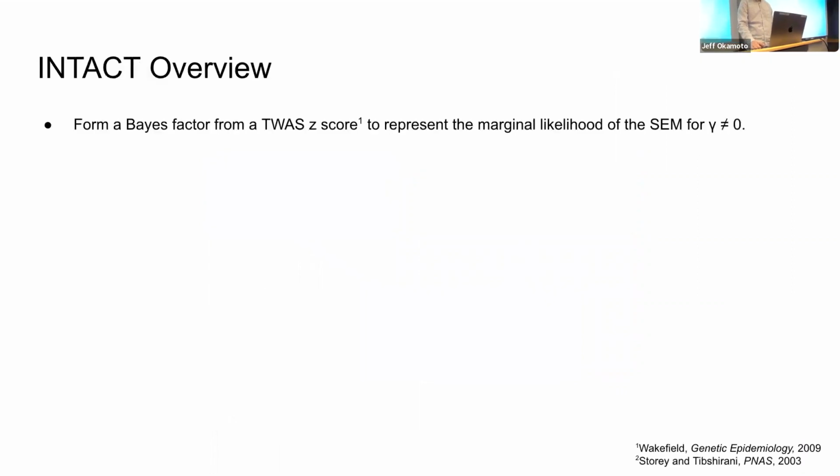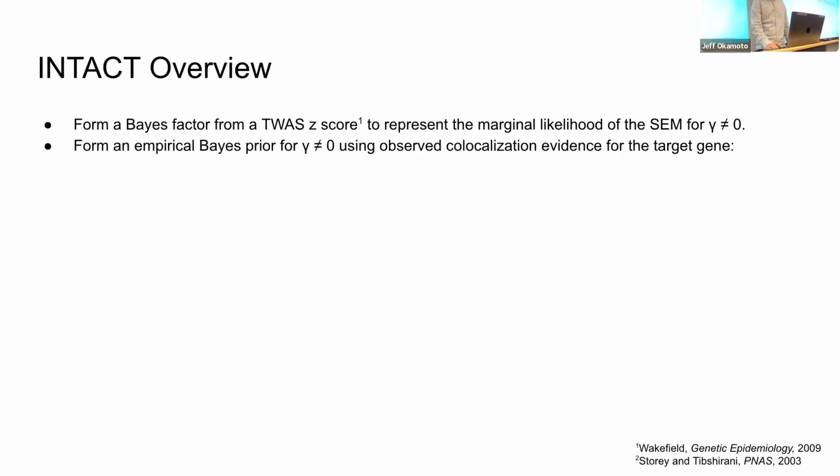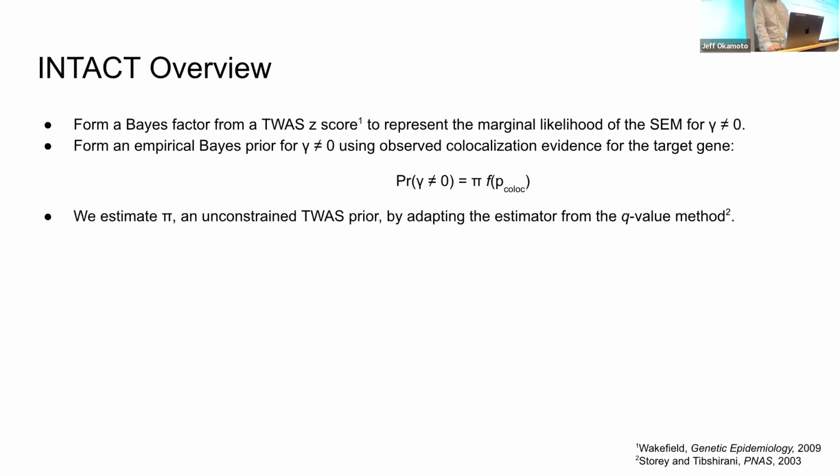Okay, so getting into some more details about what exactly our method does. First, we're forming a Bayes factor from our TWAS z-score, and this is representing a marginal likelihood of the SEM. Then we're forming that prior based on the colocalization data. So this is the actual form of the prior, where the pi is an unconstrained TWAS prior. We're sort of adapting an estimator from the Q-value method for this.